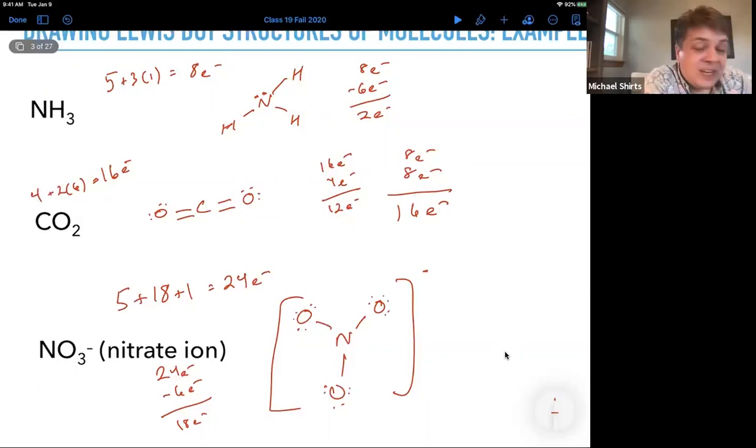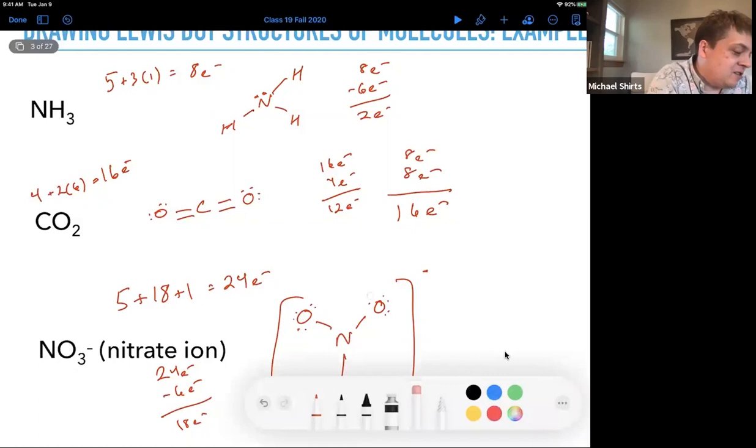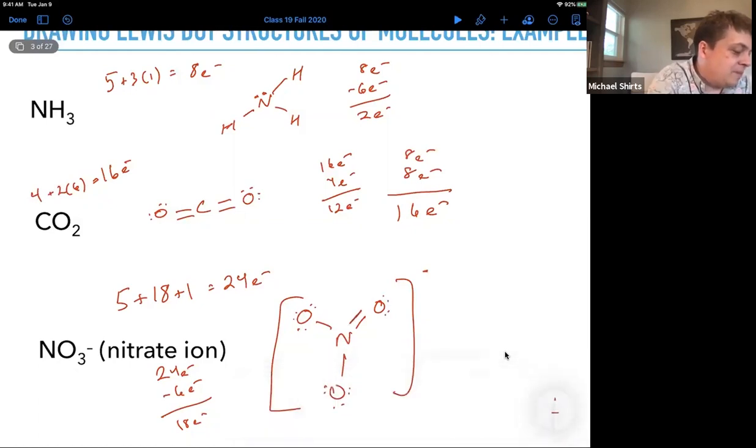So the only way that we can keep the same number of electrons and still get nitrogen to have a complete octet is to erase one of these and draw a double bond there. And now let's just double check. So we have 1, 2, 3, 4, 5, 6, 7, 8, 9, 10, 11, 12, 13, 14, 15, 16 electrons in lone pairs and 4 bonds, 8 electrons, 24 electrons.